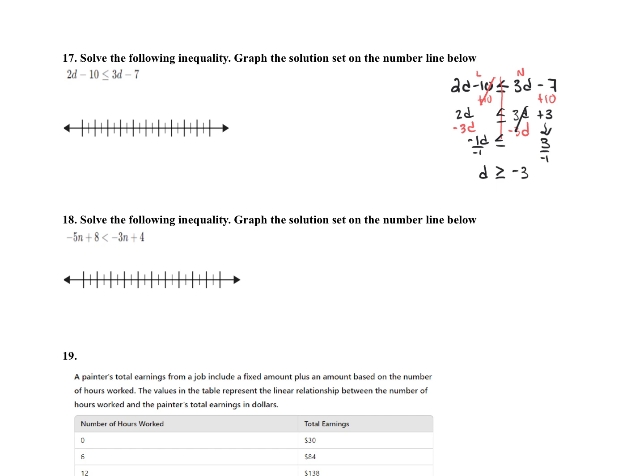And so now that I have that answer, I can go to my number line. I'm going to put negative 3 in the middle of my number line. It says that d is greater than or equal to negative 3. This equal to sign means it's a closed circle. And remember, you go to your inequality and draw the arrow. Since it's pointing in this direction to the right, we're going to shade to the right.